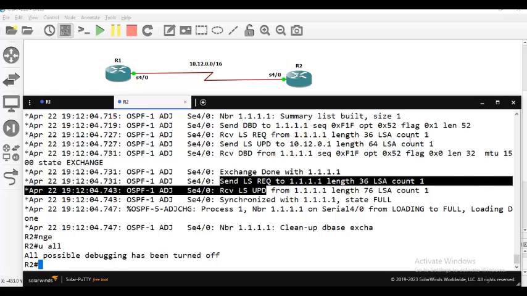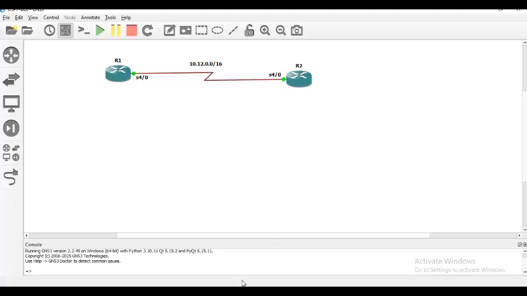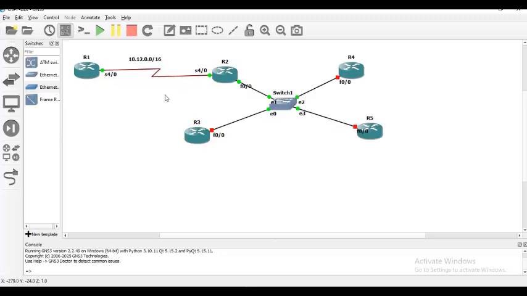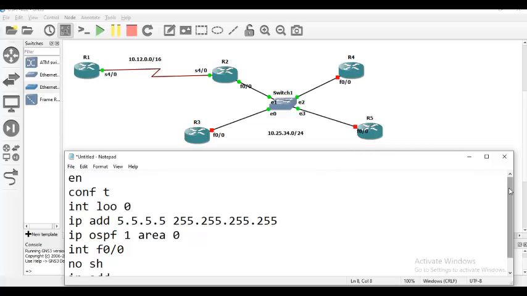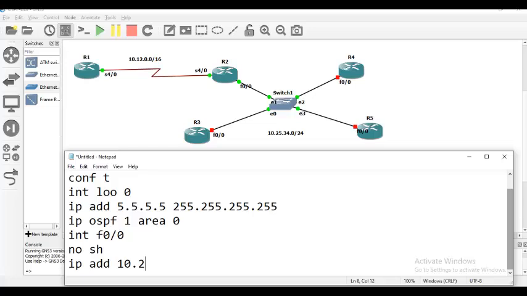We'll have 10.25.34.0/24. Sorry, 24. So router 5 will have 10.25.34.5. IP OSPF 1 area 0.